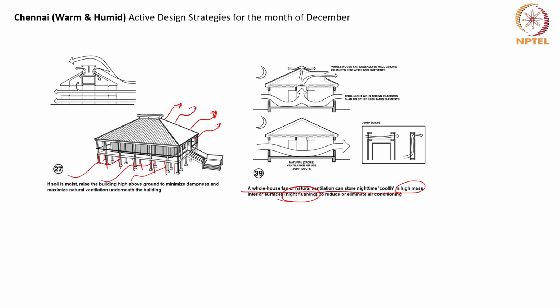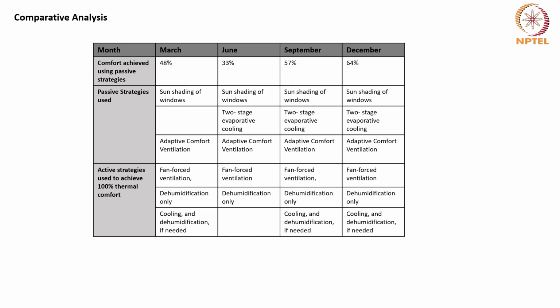for 4 months or 4 solstice months of the year for Chennai in terms of just passive strategies, and in order to make the remaining hours also comfortable, what are the active strategies that we have also seen. Now let us compare, for each of these months, what are the strategies that must be used.